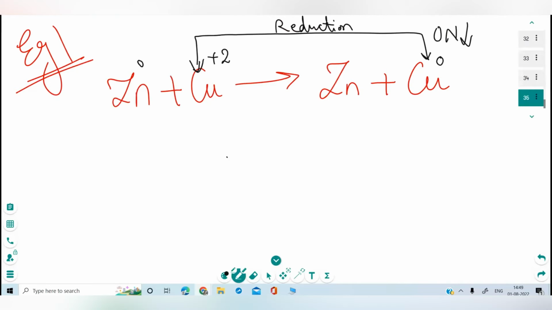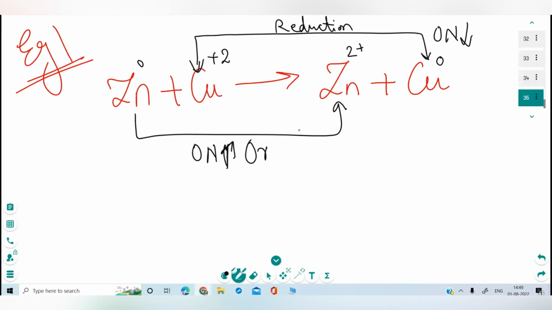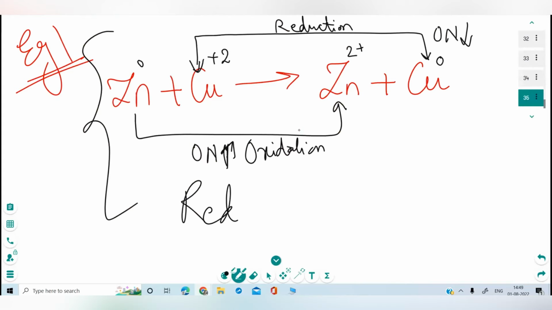In this case, what will happen? This is 0 and this is becoming plus 2. Correct? That means the oxidation number is increasing, so this is an oxidation. So this whole thing is a redox reaction. Why? Because oxidation and reduction are happening in the same equation.